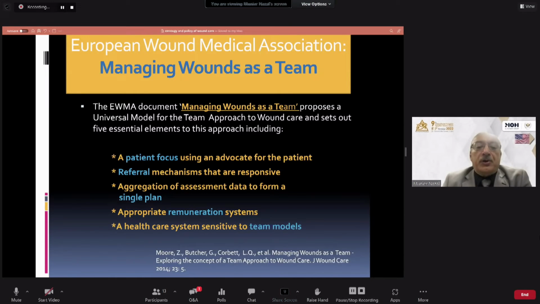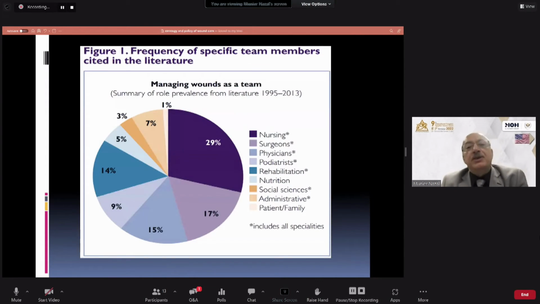And appropriate remuneration systems to help the treatment and the treating groups, and a healthcare system sensitive to team models. Disrupted teams will hurt only patients. This is the problem. If you look at the different types, there are nursing dealing with it, surgeons dealing with it, physicians, podiatrists, etc., etc.